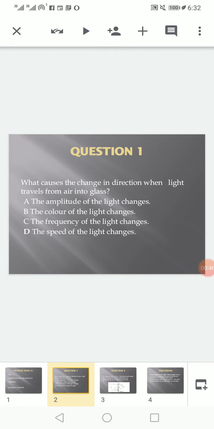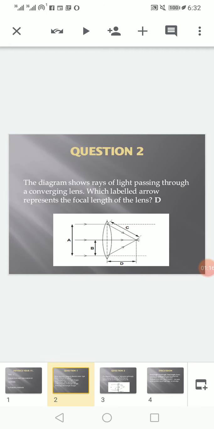The first question says, what causes the change in direction when light travels from air into glass? The answer to this question is the speed of light changes. Remember, we say refraction is the change in the direction of light when it travels from one medium to the other. So when the speed of light changes, it causes a change in direction of light.